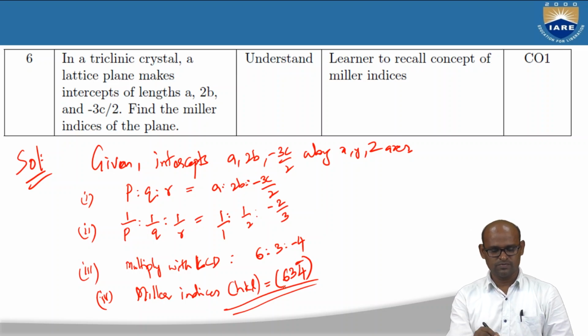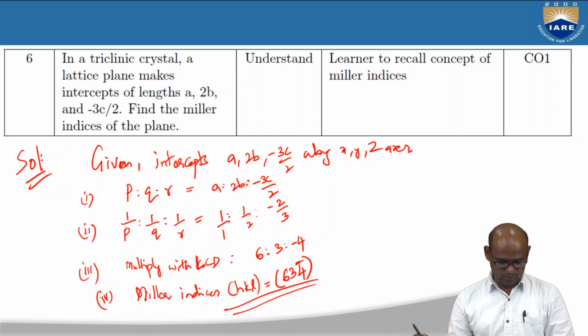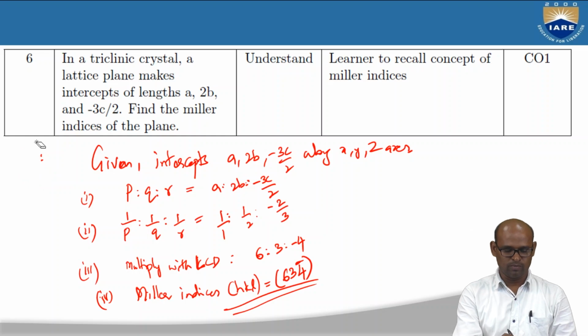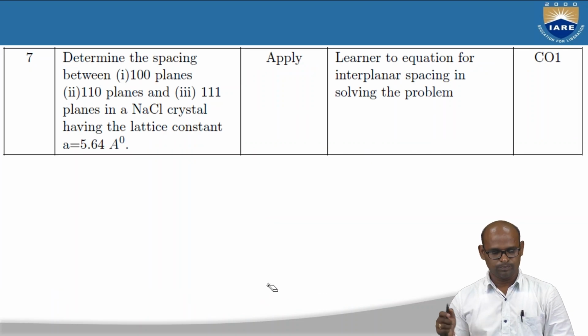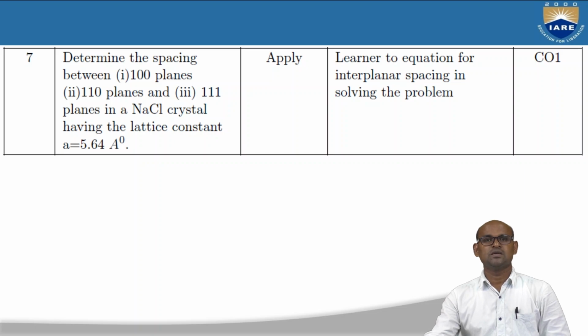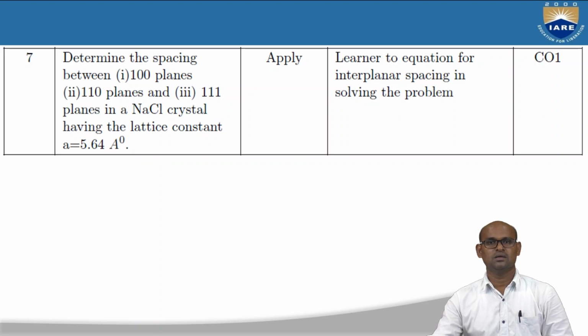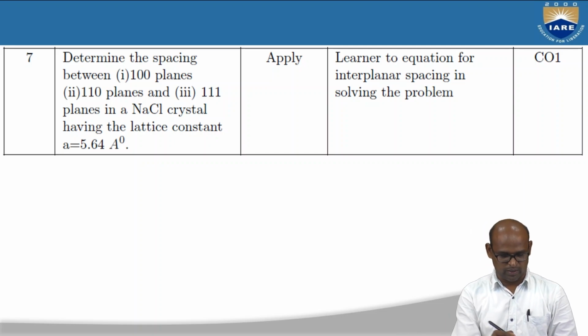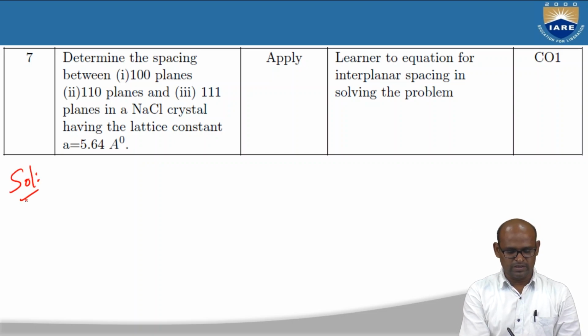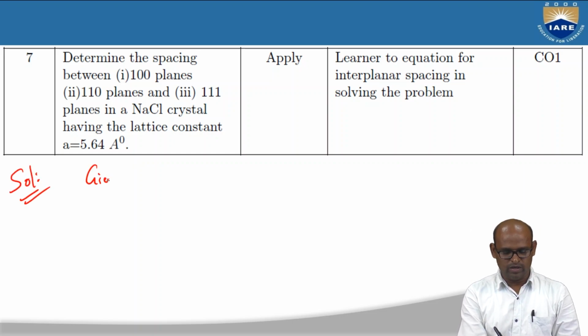So these are the Miller indices for this crystal with the given intercepts a, 2b, minus 3c by 2. Let us go to the next problem: determine the spacing between the (100) planes, (110) planes and (111) planes in a sodium chloride crystal having a lattice constant of 5.64 angstroms. So we need to find the spacing between the parallel planes. They have given the planes as well as the lattice constant a as 5.64 angstroms.